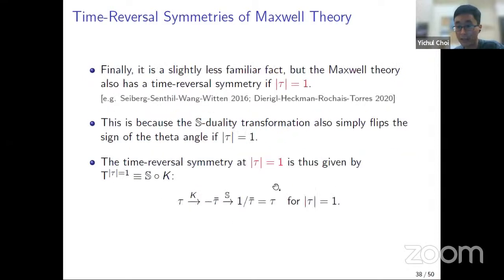Finally, there is a slightly less known fact, which is that the Maxwell theory also has an invertible ordinary time reversal symmetry if the value of the complexified coupling constant lies on a unit circle. For instance, this is revealed in these nice papers. And there is nothing deep about this. This is simply because if we are on a unit circle, the S duality transformation simply flips the sign of the theta angle. This is because minus 1 over tau is equal to minus tau bar if tau is on a unit circle. So we see that at these values of the coupling constant, we can construct the time reversal symmetry by composing K with this S duality transformation.